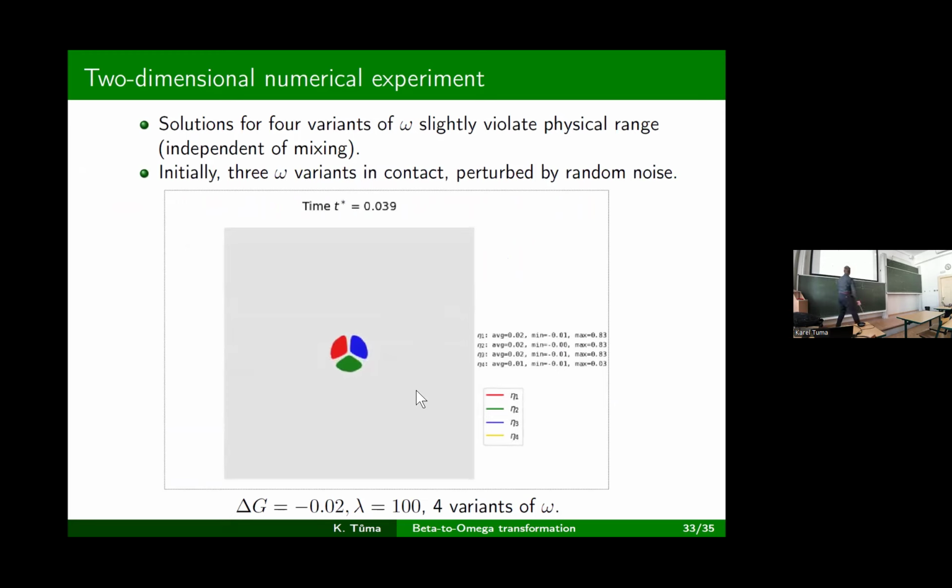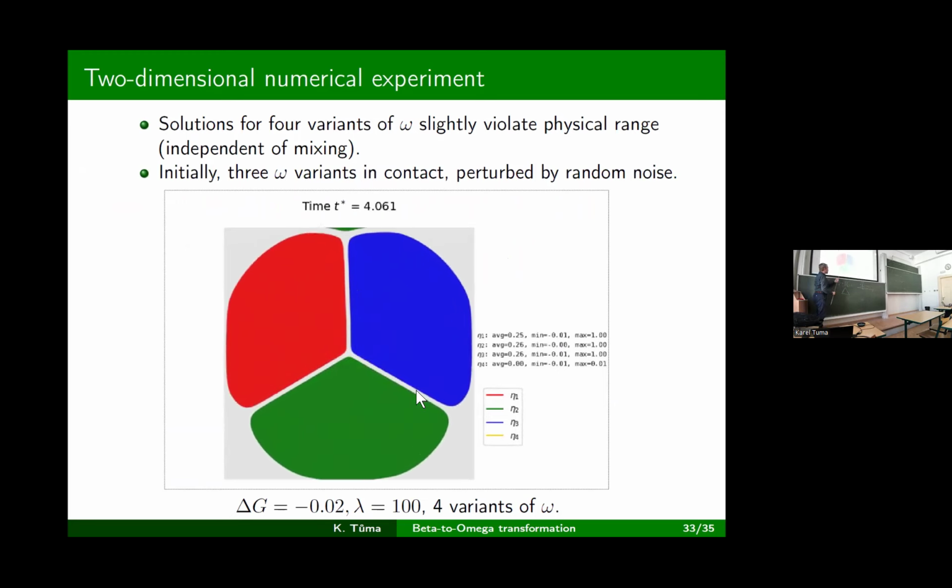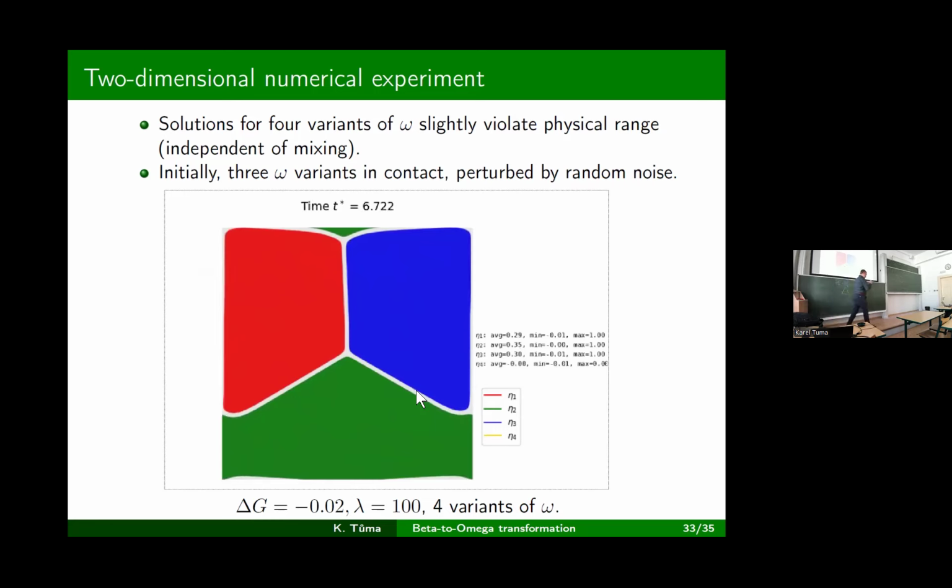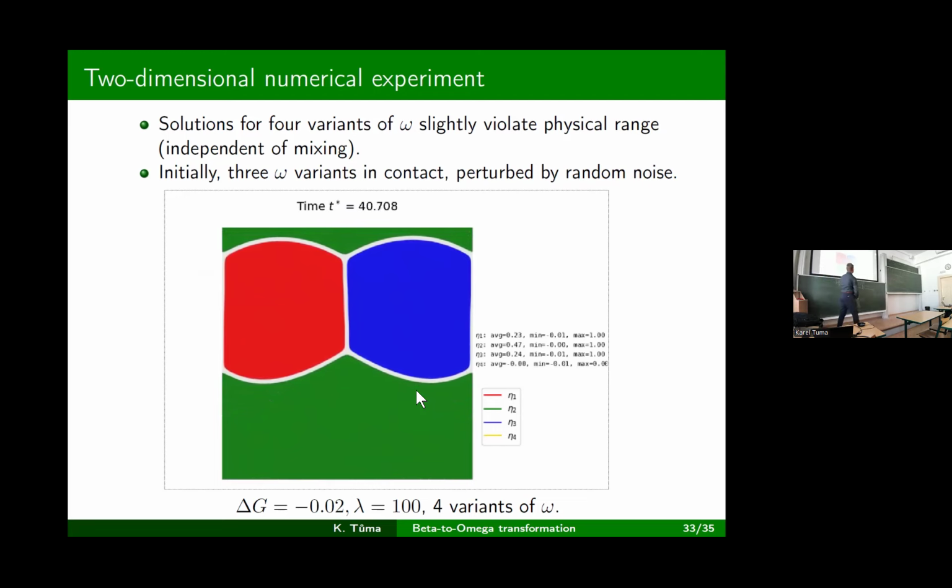Then we computed the problem in 2D. The initial condition was such that we had three variants of omega in contact. During the evolution, beta, which is great, appears in between them and separates the different variants of omega.